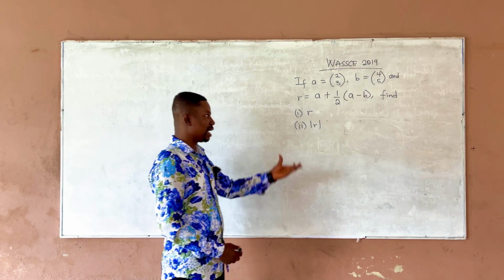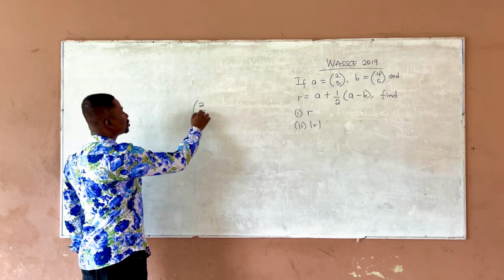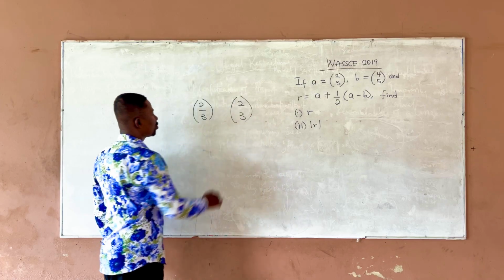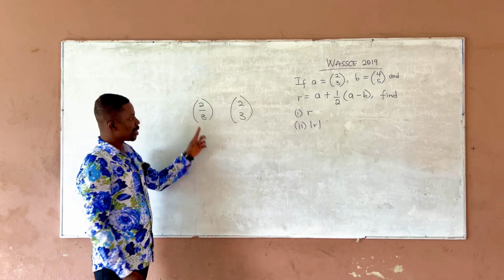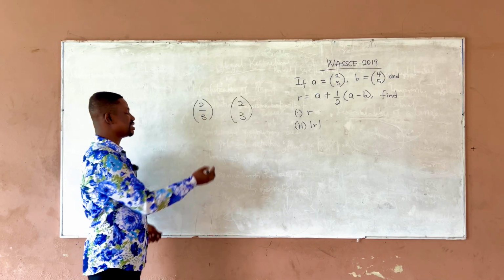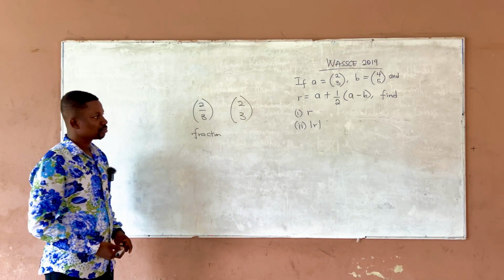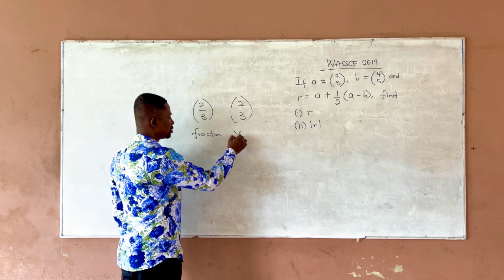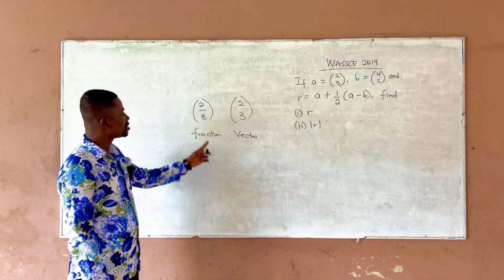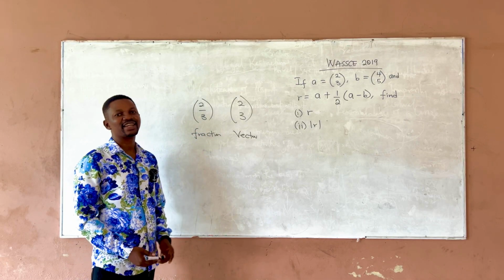Now, how do I know that this question is a vector? Anytime we write this, then this, what is the difference between the two of them? The first one has a division sign, so this is just a fraction. Then this is a vector, because we don't have any division sign here. So that's the difference between a fraction and a vector.